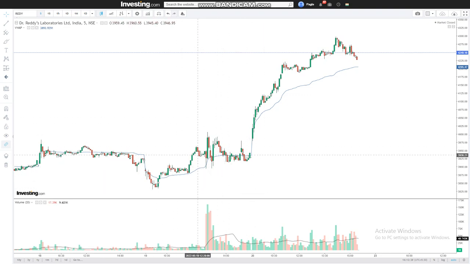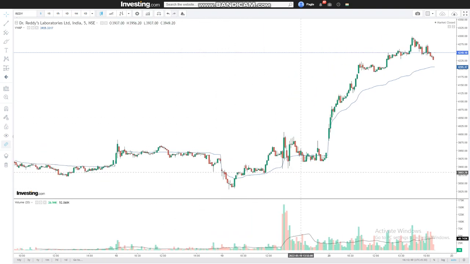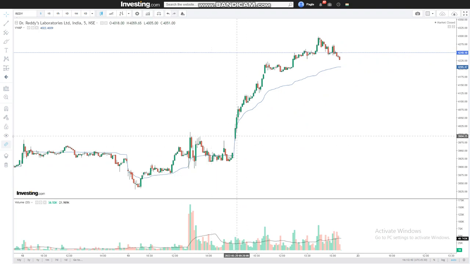There's a lot of VWAP touching happening, but theoretically, if you ever find a stock on an intraday basis where you see such a pattern where the VWAP is never touched in the first 1.5 hours, then going forward definitely this is going to be a good move on an intraday basis.